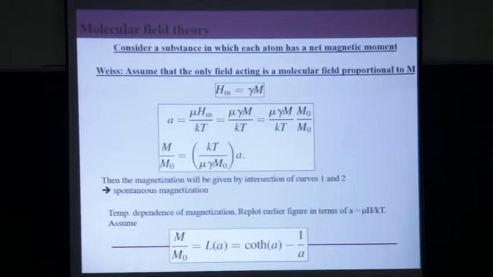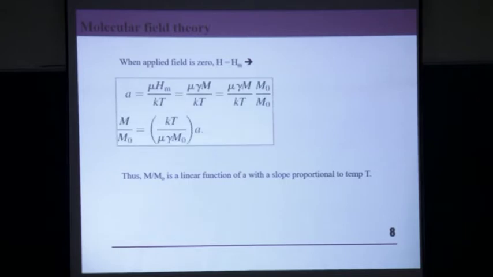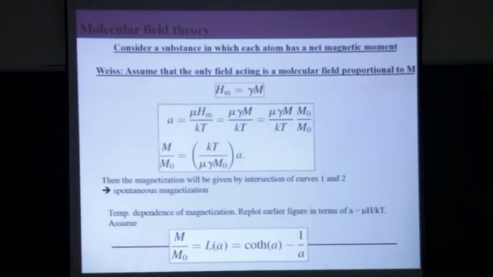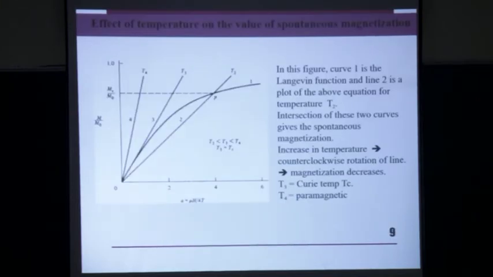Correct? This is coming from M by M naught, M is equal to kT by μ0 a. So this molecular field M as a function of T is a straight line. Correct? When applied field is 0, H is equal to H_m, so you get M. So now you plot this function which M has to satisfy, and you plot the Langevin function. And wherever these two intersect, that is the magnetization.